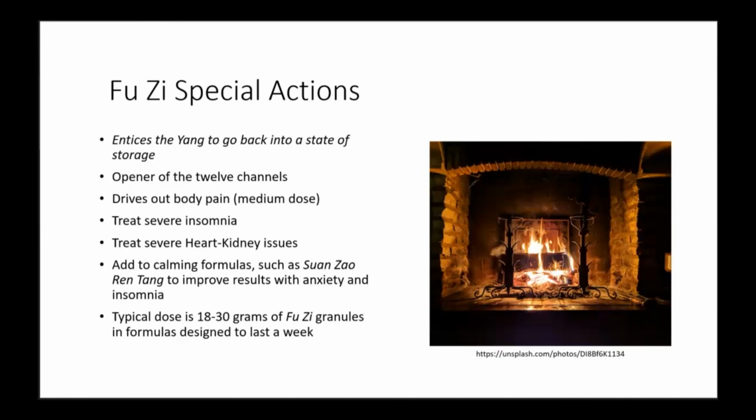So in order to calm it down, you could use Suan Zao Ren, the formula called Suan Zao Ren Tang, to calm the heart. But if you don't give it that fire and strengthen the kidney underneath it, it doesn't really work that well. So he found that if you combine the two together, you anchor the yang, then people really get good results with insomnia and anxiety.